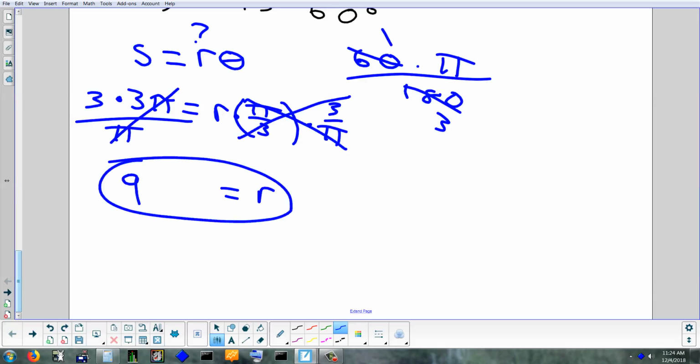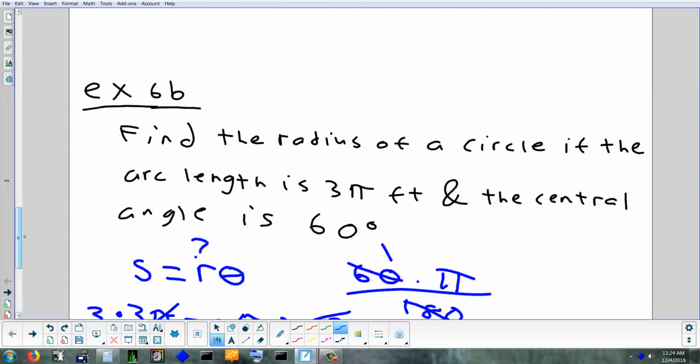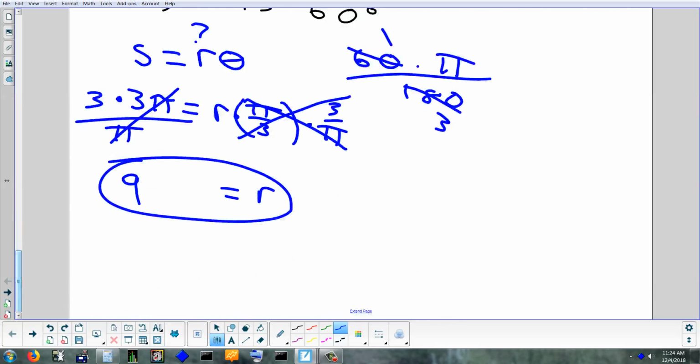And what does r stand for? Radius. Is the radius a length or is it an angle? It's a length. It's a distance from the center of the circle to the edge. So what units on this one? Feet. This one would be in feet. You always get your length unit from whatever the length unit is they used. And that's how you'd solve for r.